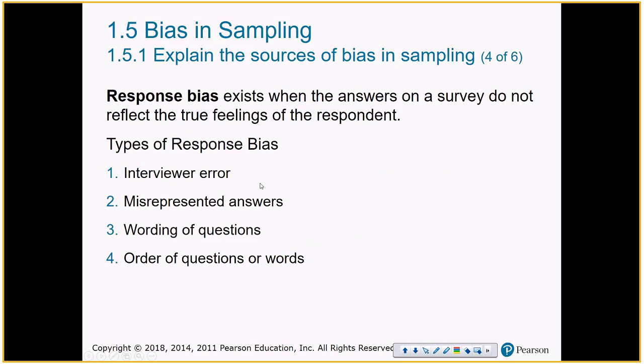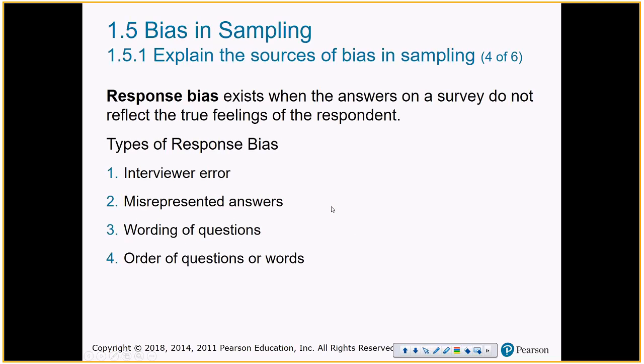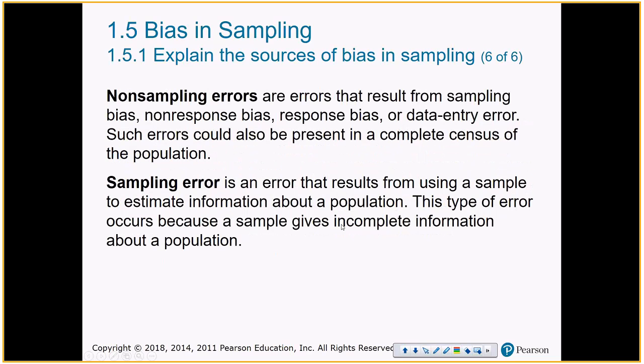Response bias. That's where you do the leading questions. Misrepresented answers. Wording of questions. That is the number one. And number three goes back to number one: the interviewer is the one that usually does the questions. But number one and number three are basically the two main ones. I'm not going to ask you the difference between the responses. I just want you to be aware of them. Not going to get into that.